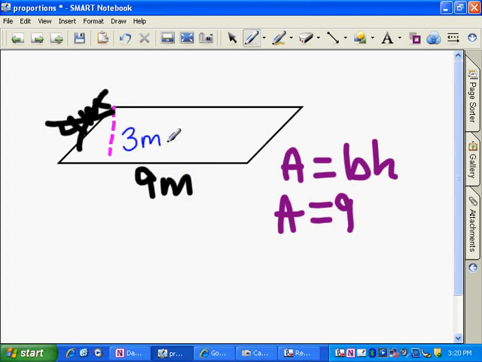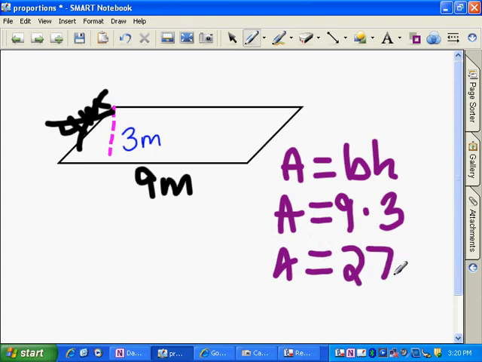So it's going to be 9 meters times 3 meters. So when I get my answer, 9 times 3 is 27. And then because it's meters times meters, it's square meters. So my answer is 27 square meters. So there would be 27 square meters that would fit inside this parallelogram right here.